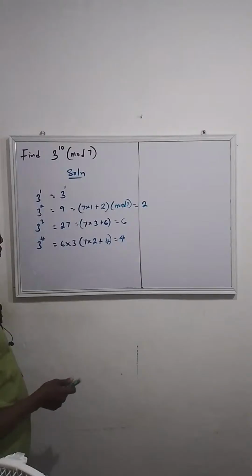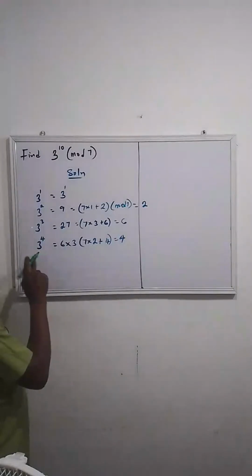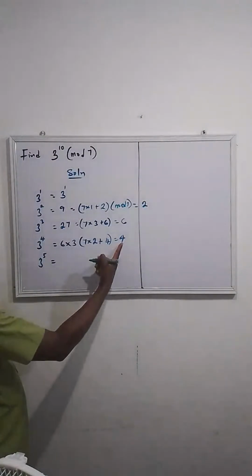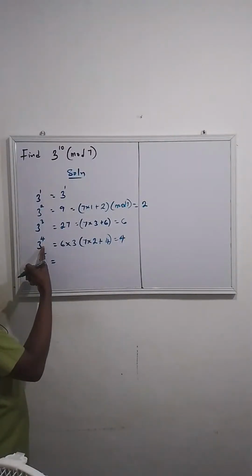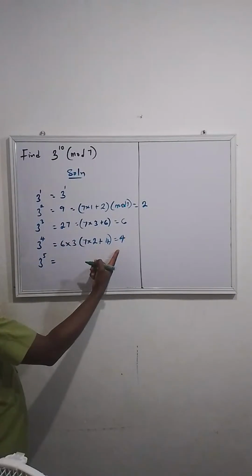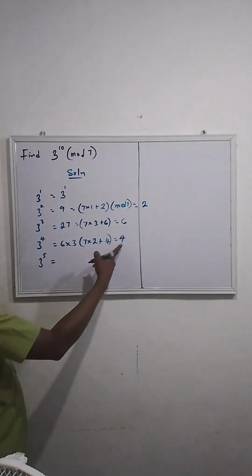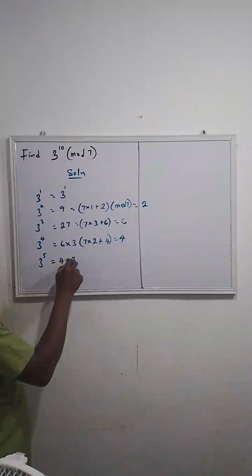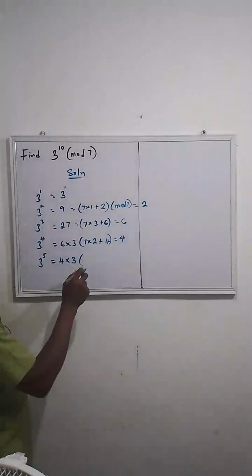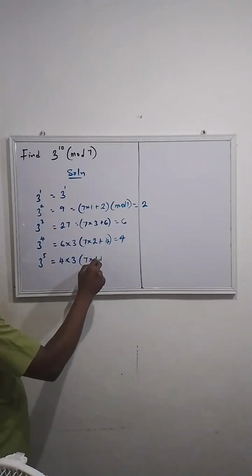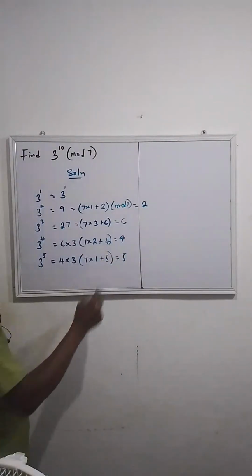Now let's move down to the next one. We have 3 raised to the power of 5. This is the same thing as 3 raised to the power of 4 multiplied by 3. So we multiply both sides by 3, and we have 4 times 3, which is 12. 12 can be written as 7 times 1 plus 5. That means we have 5.